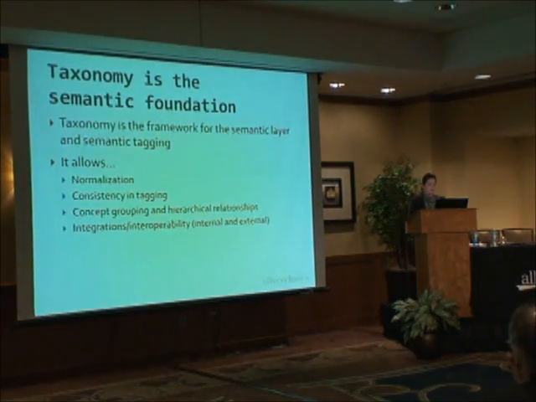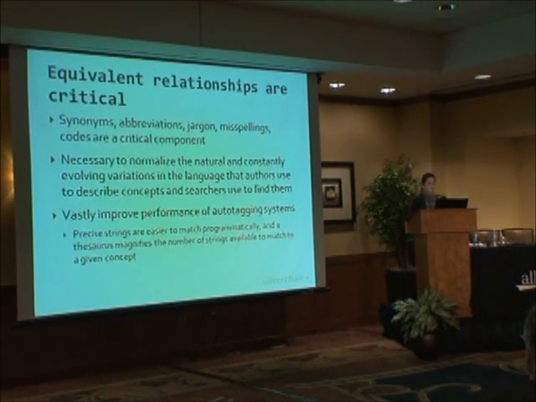So where does the topical organizing scheme come from? That is taxonomy. There are many important benefits of taxonomy. These are the ones I'm going to focus on today. Normalization, consistency in tagging, content grouping and hierarchical relationships, and integrations. Equivalent relationships are critical, and by equivalence, I mean all of the things that essentially are used to refer to the same thing. So we're talking about synonyms, abbreviations, jargon, even misspellings can be very helpful to store as equivalents.